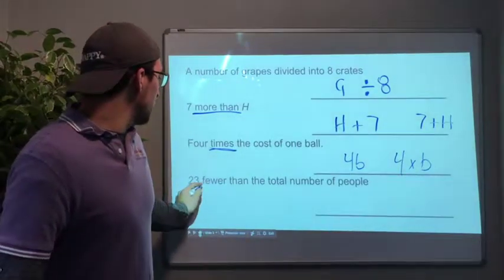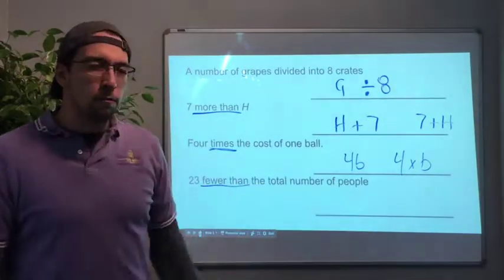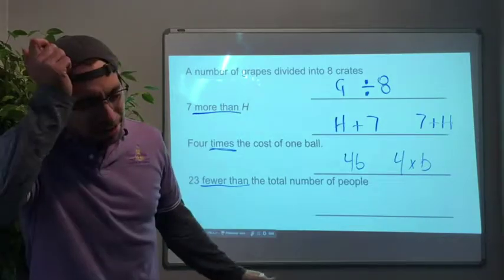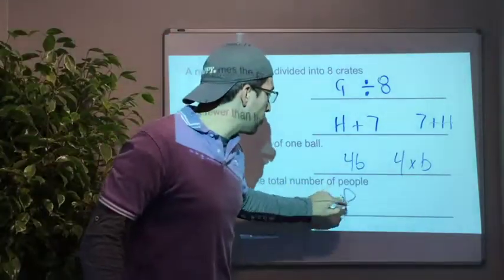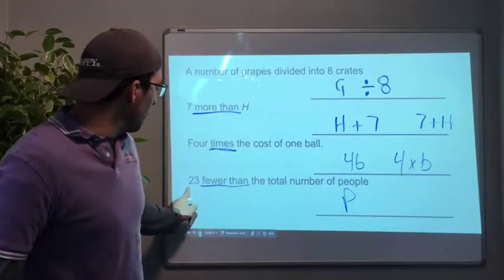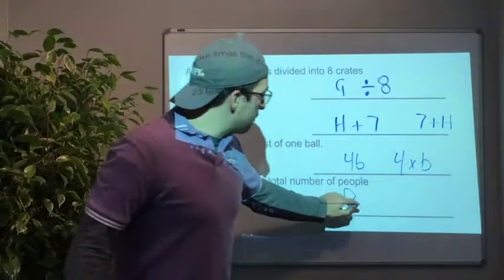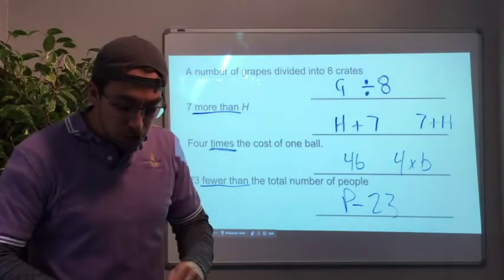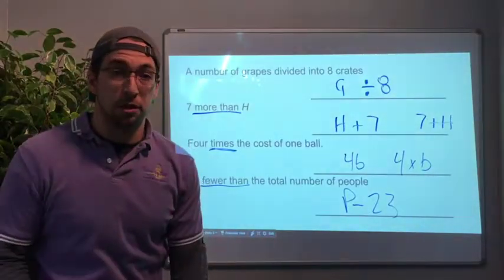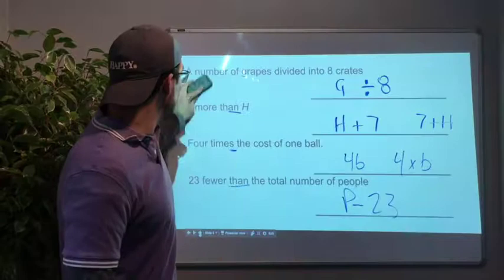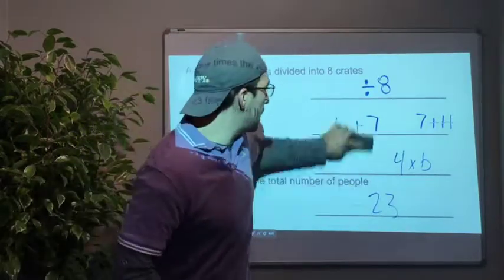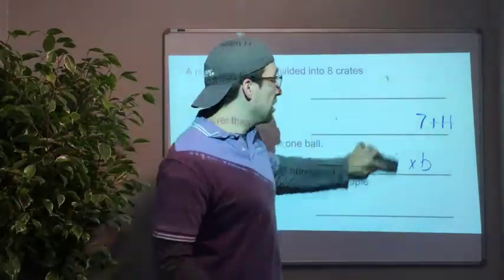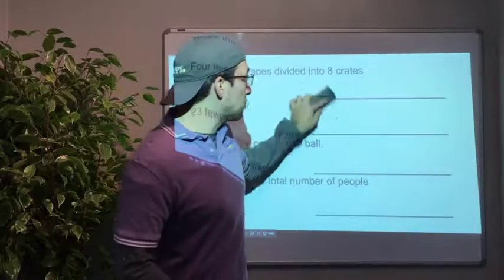23 fewer than the total number of people. Let's say P for people. That's the total number of people. We have 23 fewer, so P minus 23. These are all variable expressions. These are all algebraic expressions, okay? And so unit 9, I believe, is going to just be covering these algebraic expressions.